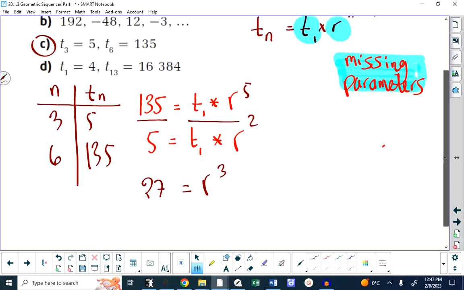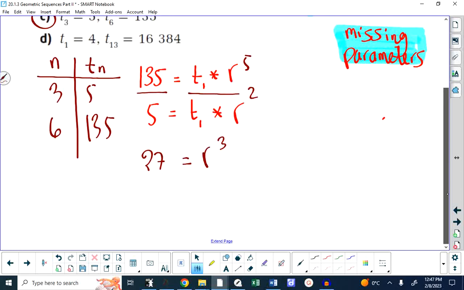If you stop and think about how we did it without using an equation or a system of equations, we said that 5 had to be multiplied by r cubed to get 135 because they're separated by 3 pounces, 3 leapfrogs. When you solve that, you're going to have to take 135 divided by 5. Guess what you get? 27. So this is an algebraic way to do this.